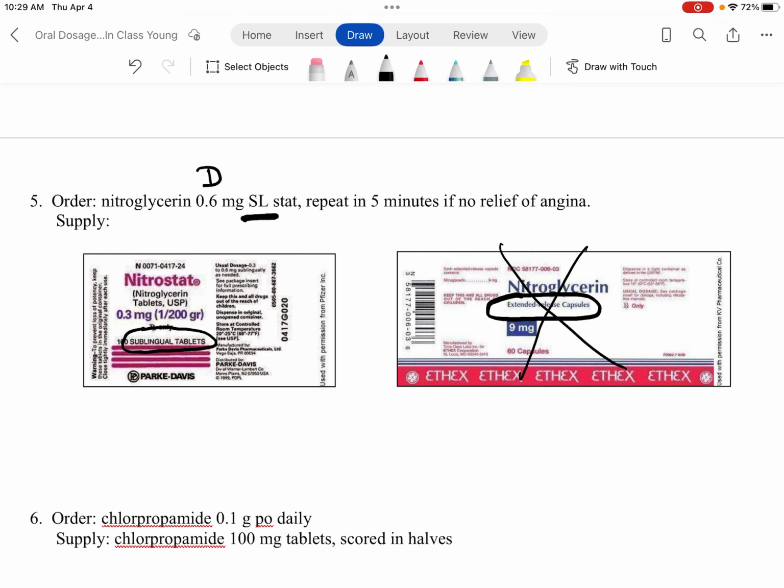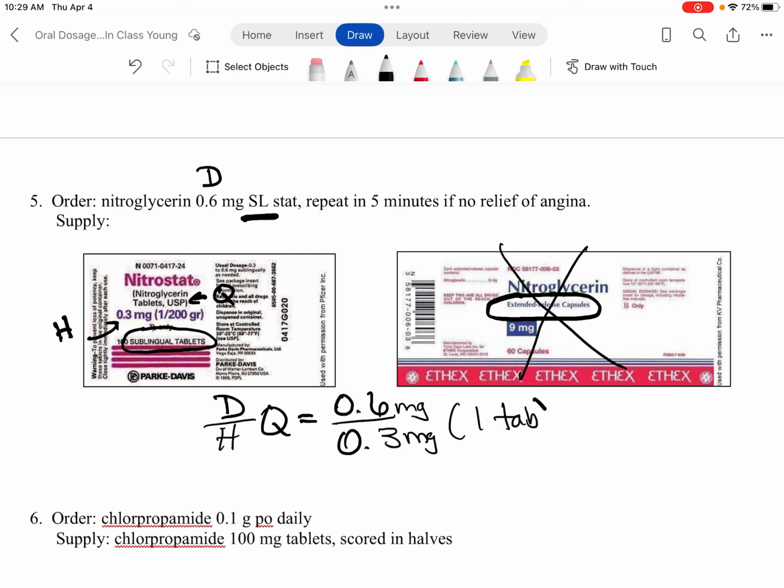So again, desired is the 0.6. My have is the 0.3. And then since it's tablets, that's my quantity, 1 tablet. So the desired over have times quantity, 0.6 milligrams over 0.3 milligrams times 1 tablet. So my milligrams will cancel. 0.6 divided by 0.3 times 1 tablet gives me 2 tablets.